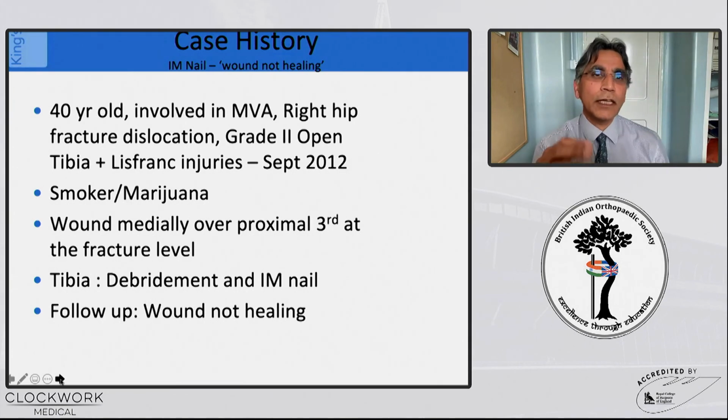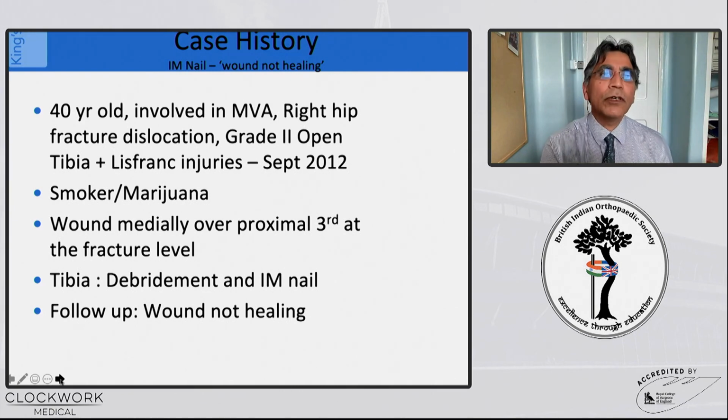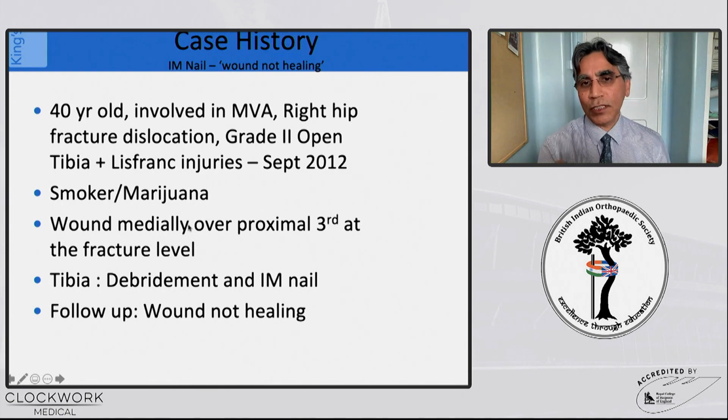Here's a story again of a case where we are lulled by a little bit of wound infection, a little bit of wound discharge. So there's a 40-year-old involved in a motor vehicle accident, with multiple injuries. He's a smoker, and he had a medial wound on the proximal third of the tibia at the fracture level, so it was just debrided.